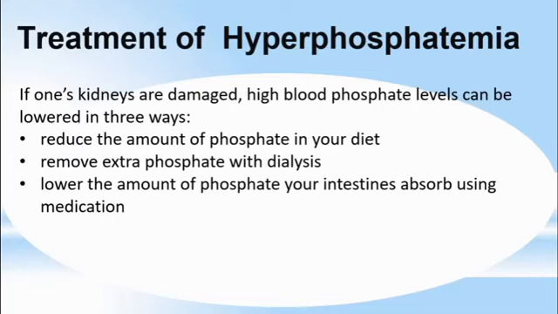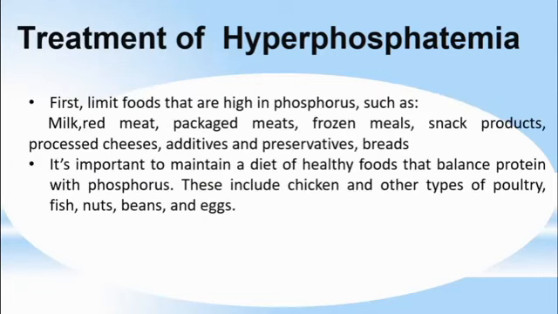Reduce the amount of phosphate in your diet, remove extra phosphate with dialysis, and lower the amount of phosphate your intestine absorbs using medication. First, limit foods that are high in phosphate, such as milk, red meat, packaged meat, frozen meals, snack products, processed cheese, additives and preservatives, breads, etc.